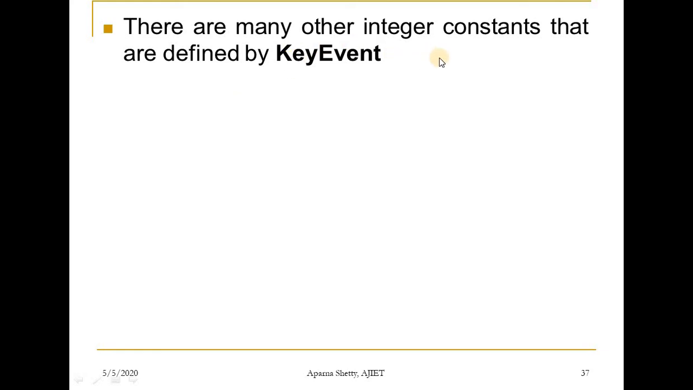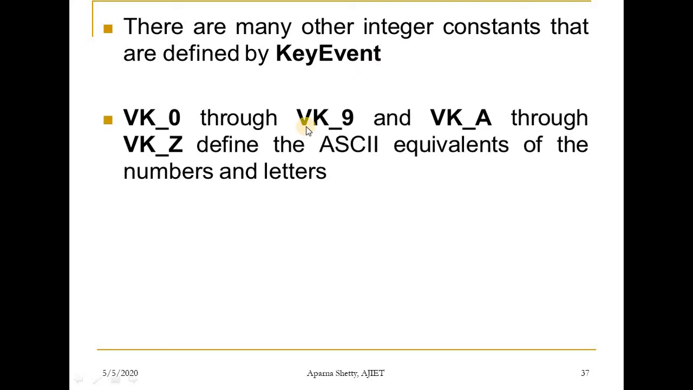There are many other integer constants that are defined by the key event. VK0 to VK9 (virtual keyboard, 0 to 9) and VK_A through VK_Z define the ASCII equivalent of numbers and letters in the keyboard. So VK0 to 9 and VK A to Z represent the ASCII equivalent of digits and alphabets in the keyboard.